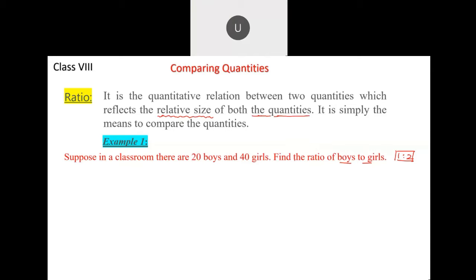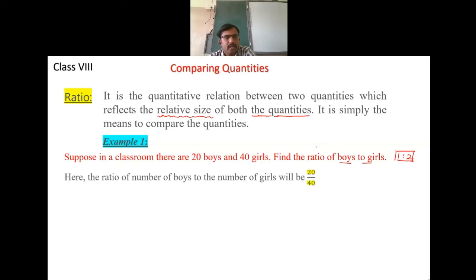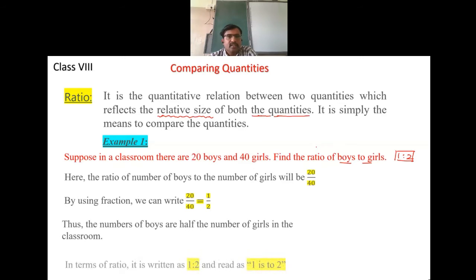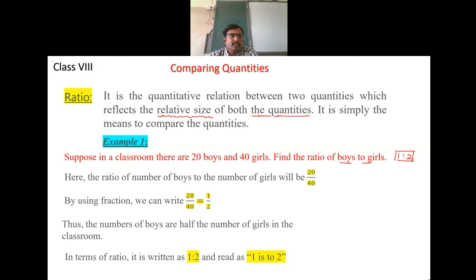What if the ratio of girls to the total number of students is considered? 2:3. 4 is to 6 is 2 is to 3. Correct. So when we calculate the ratio, we take it as a fraction, 20 by 40. This particular fraction is nothing but 1 by 2, and the fraction is always written as a ratio, and it is read as 1 is to 2.